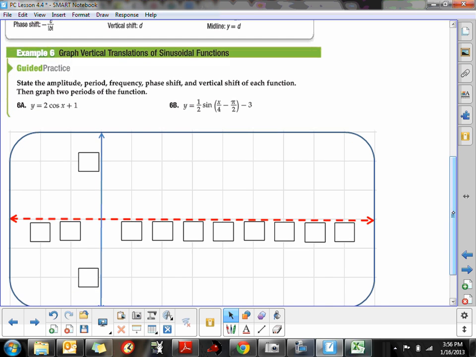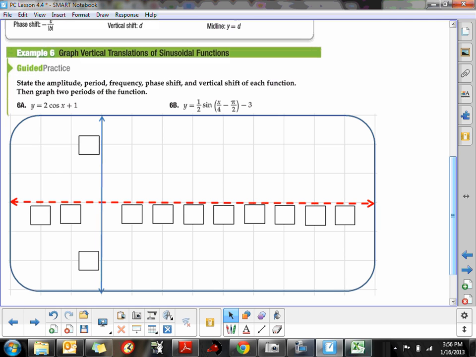So the reason I made a change in the graph as far as this red dashed line, this is now going to be called our midline. And the midline is the first thing that I'm always going to put on my graph. The midline tells us the center of our graph, also called the sinusoidal axis, but we're going to shift it up 1 unit because of the plus 1.